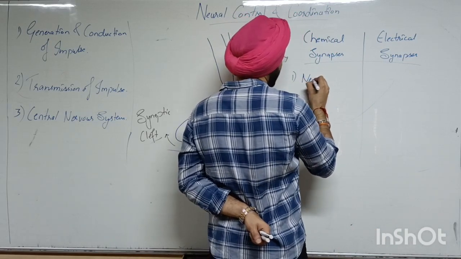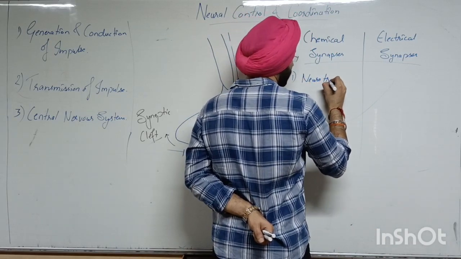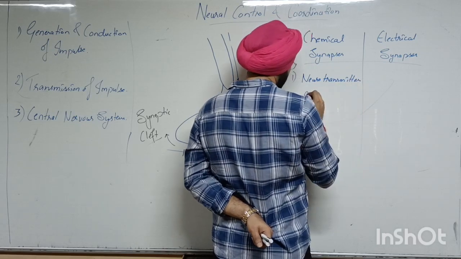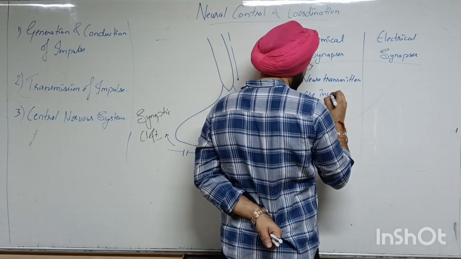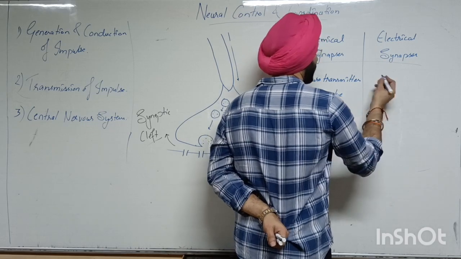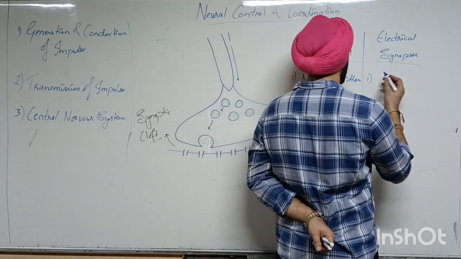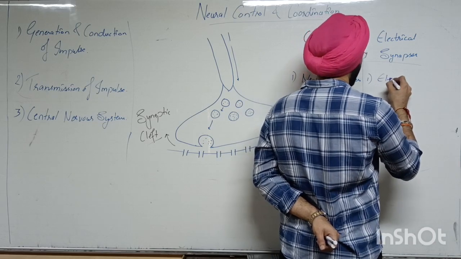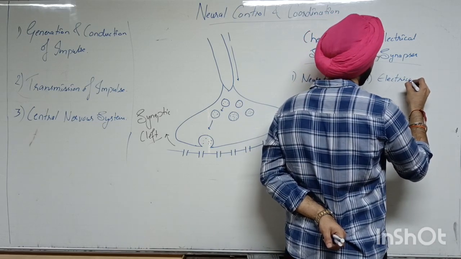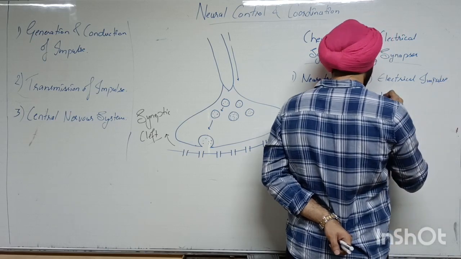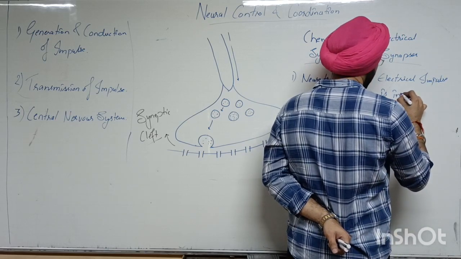So neurotransmitters are involved. In electrical synapses, electrical impulses are involved, which means there is no neurotransmitter. So you can write like this: electrical impulse is involved.